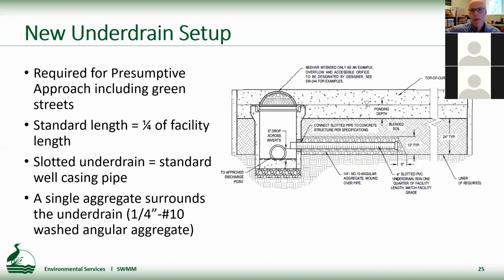The standard length of the underdrain assembly, including the aggregate, is a quarter of the facility length. This is what the pack will give you. So it's dramatically shorter than it was previously. The slotted underdrain is now a standard engineered slotted underdrain system. It's a standard well casing pipe that's available locally. And instead of a 2-layer rock system, it's now a single aggregate that surrounds the underdrain. This is 1/4-10 washed angular aggregate. So that's mounded around that new underdrain system.